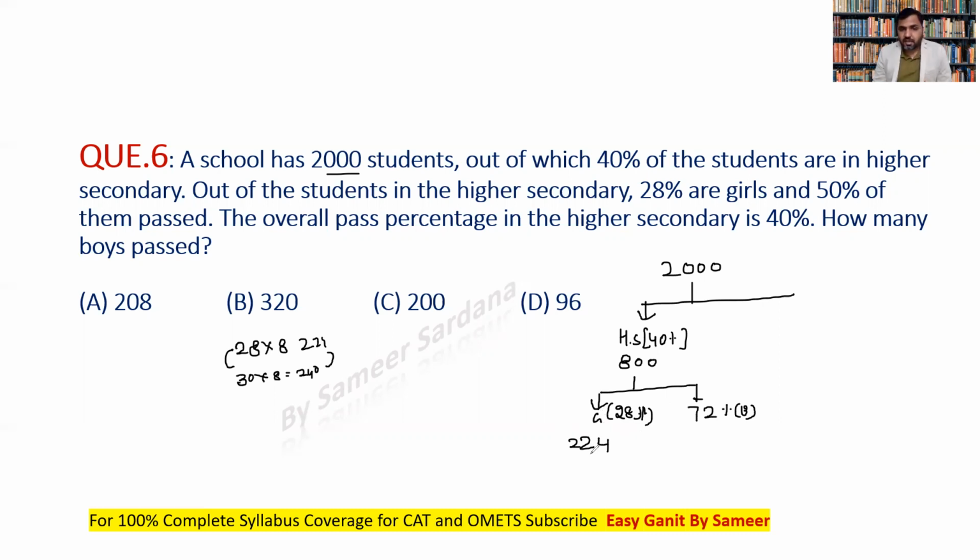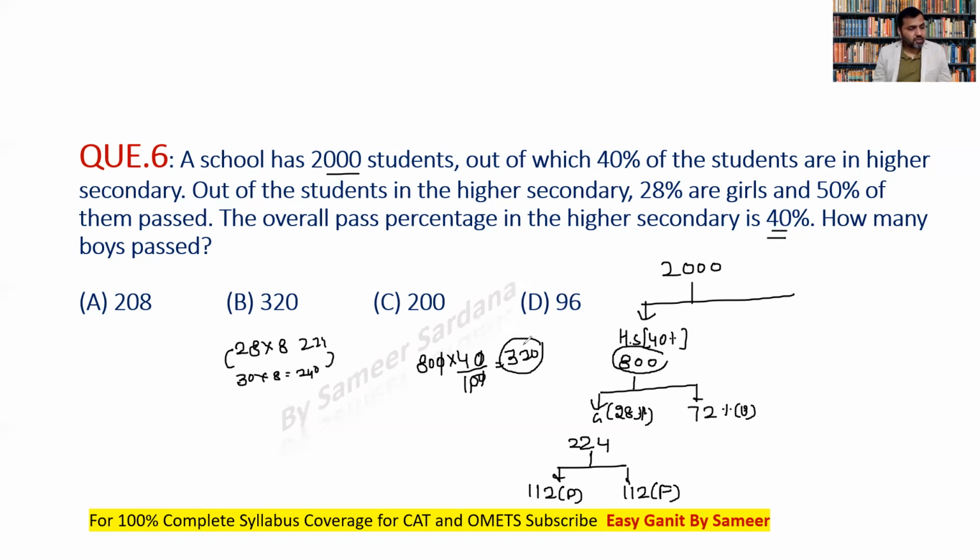And 50% of them pass. Now, out of 224 students, 50%, that means 112 students passed. So 112 students get failed, right? The overall pass percentage in the higher secondary is 40%. So out of total 800 students, pass percentage is 40%. That means total number of students who are passing the exams will be equal to 320.